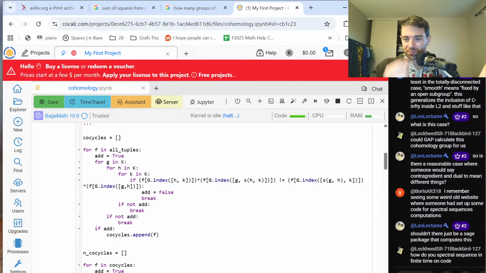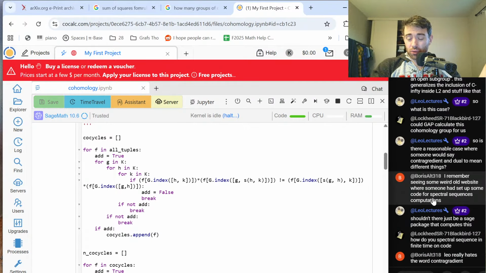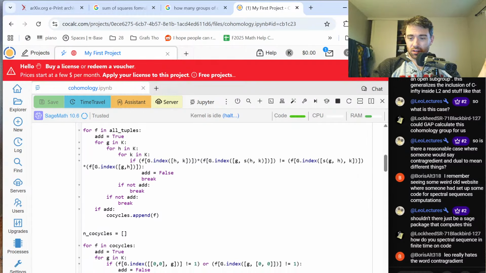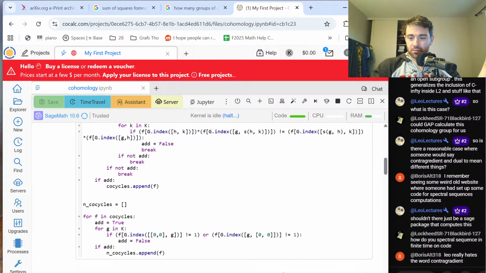Well, they had code for spectral sequence computations? That's wild. Well, spectral sequences should converge in a finite number of pages. I mean, a bunch of these examples we looked at converged on the second page, right?